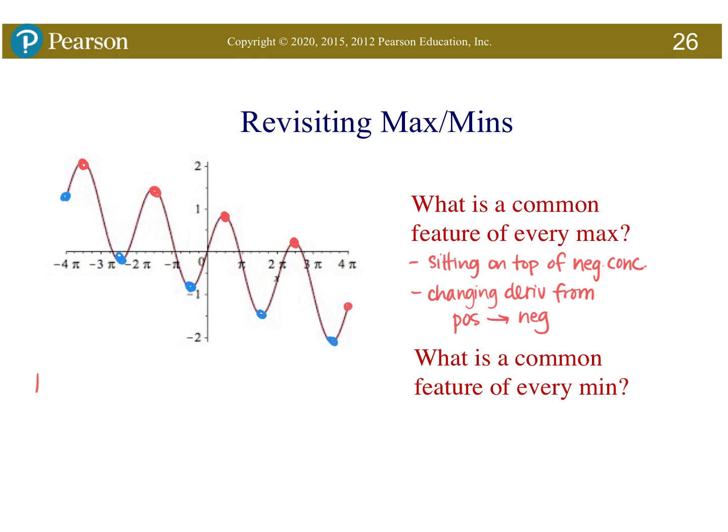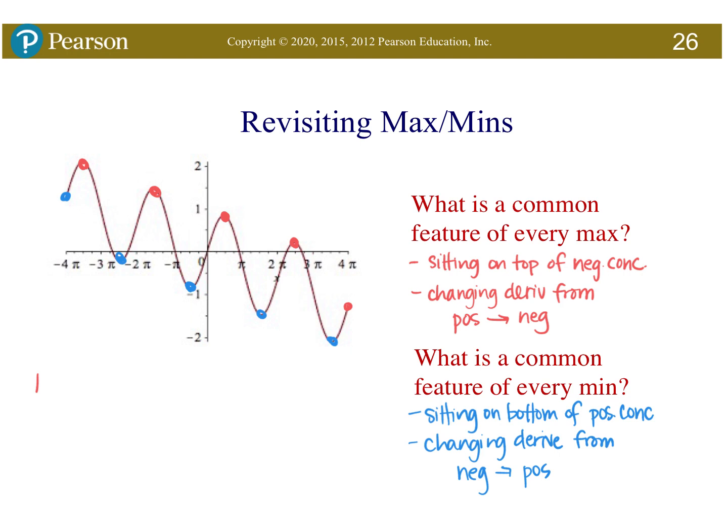All right, well, let's try again. So, what would be common for every min? Sits at the bottom of a concave up section. Okay, and what else? Changing derivative from negative to positive. Very good. Sitting on the bottom of positive concavity and changing derivative from negative to positive. That is a summary of what we've learned from last week to this week, all in a nutshell.